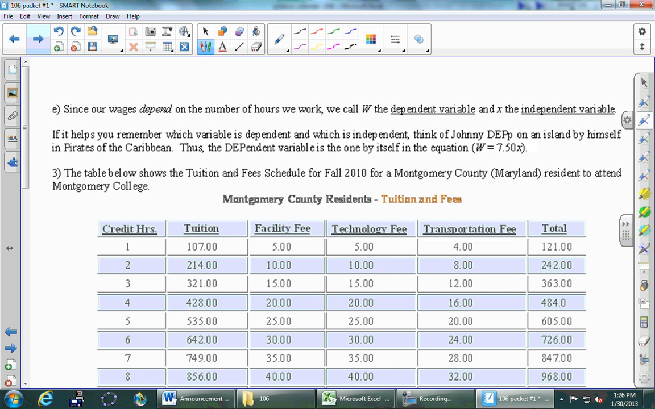Yeah, it feels backwards, the second thing, right? It feels like the first one. You work a certain number of hours, and as a result, you get paid a certain amount of money. And so because the wages depend on how many hours you work, W is the dependent variable. X is independent. You are free to work as many hours as you want, maybe, and then we're going to pay you accordingly, okay? So X is independent in this case.